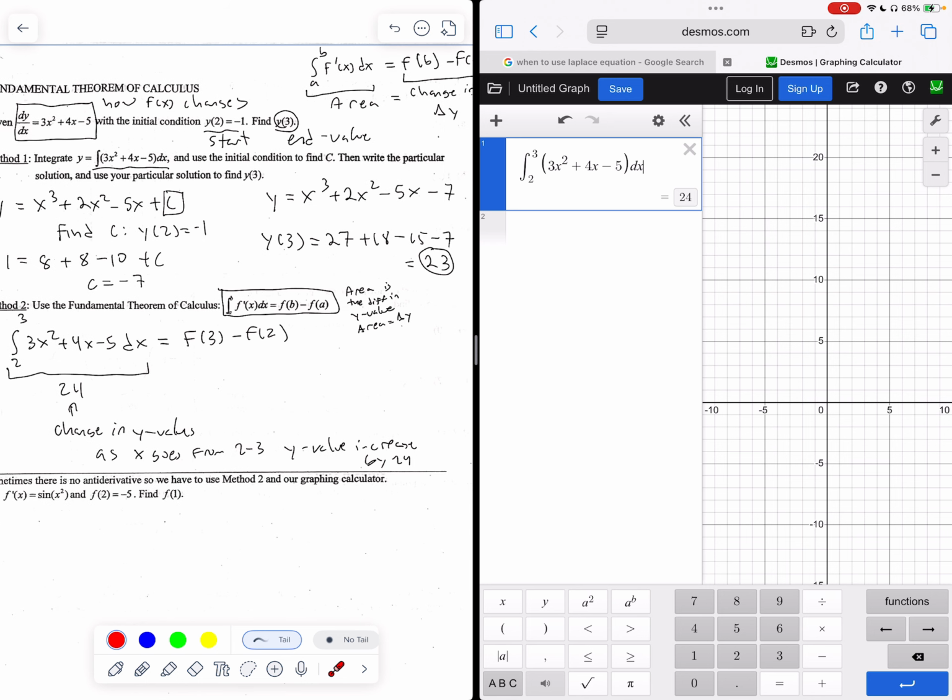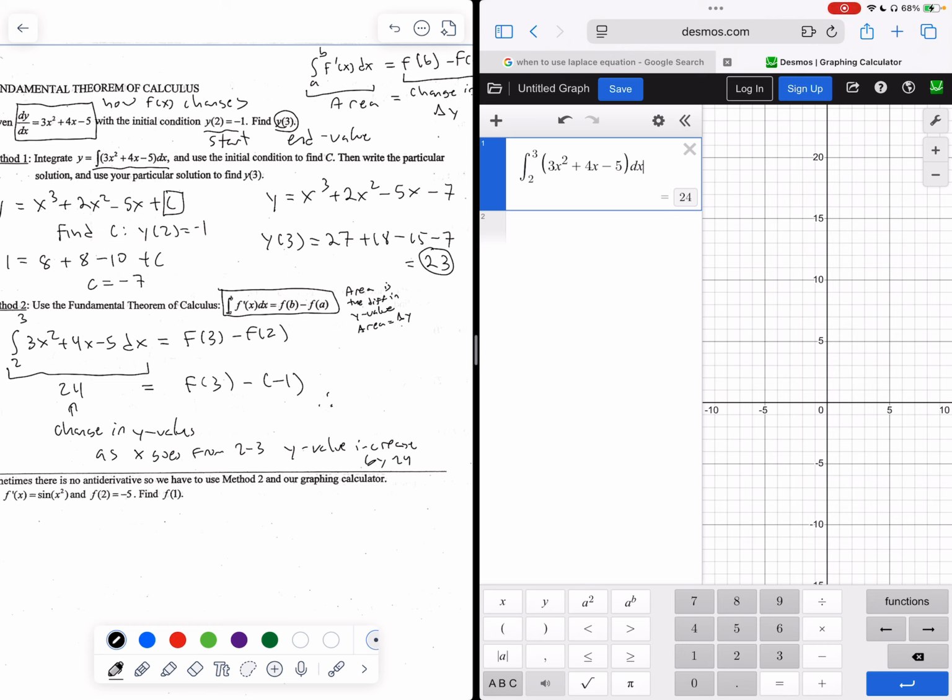So that's what the fundamental theorem does for it. It just gives me how much I'm changing my y values. All right, so to solve this, we are going to say 24 is, and f of 3 is what I want, f of 2 is what I'm given. That's this negative 1. So this is the equation that we actually want. And all I have to do is solve this.